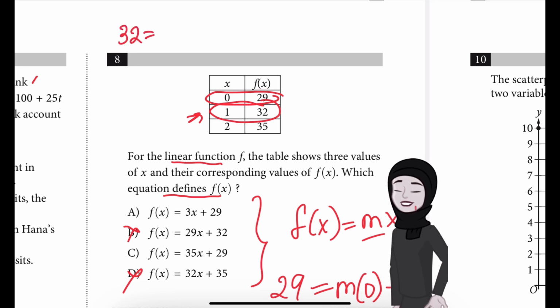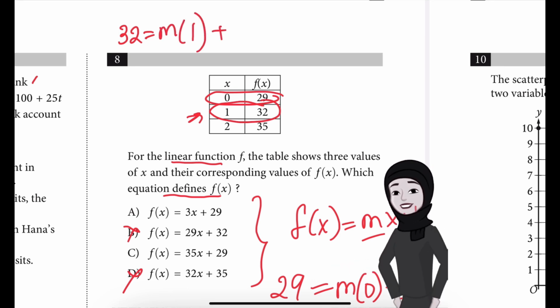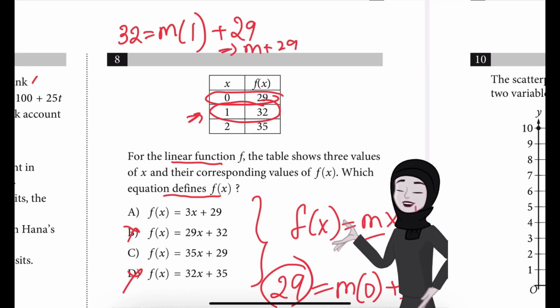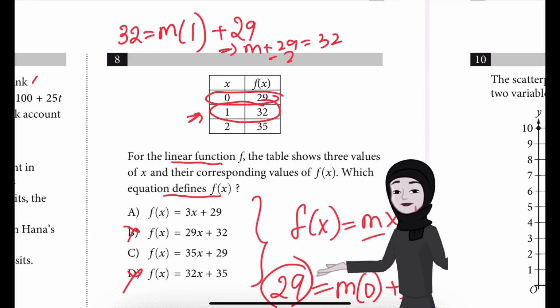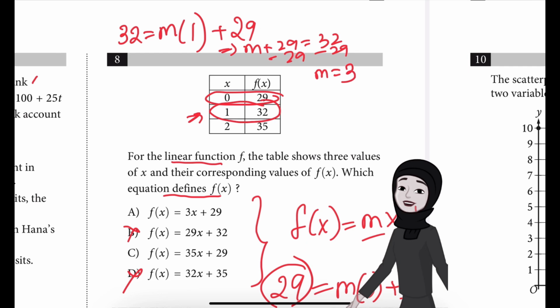So f of x, 32, is equal to m times 1 plus, now we know the value of b, plus 29. That means m plus 29, in other words m plus 29 equals 32. Just subtract 29 on both sides, so we will get m's value. So 32 minus 29 is 3. So m is equal to 3.